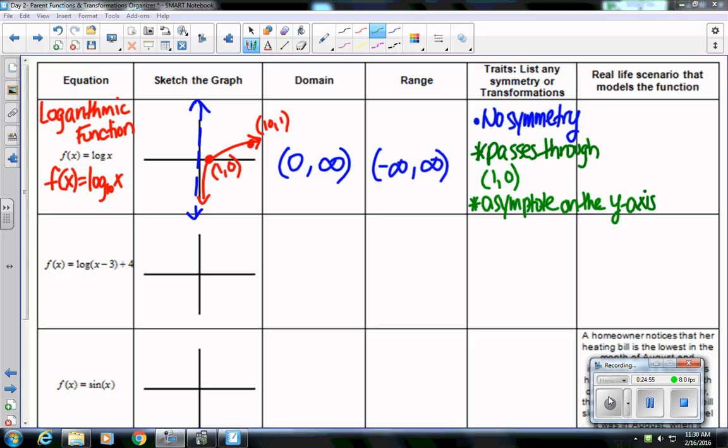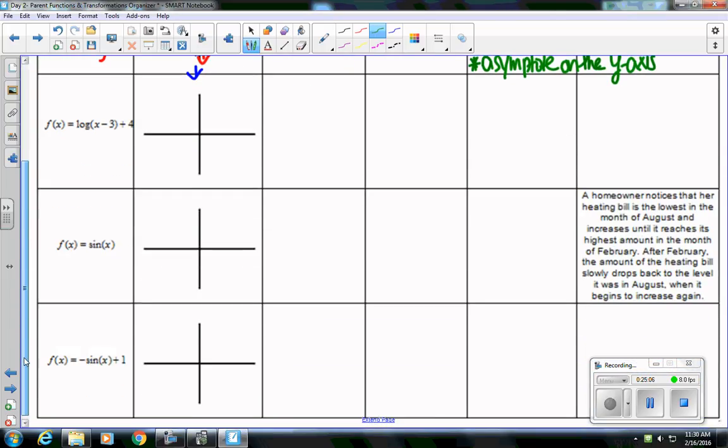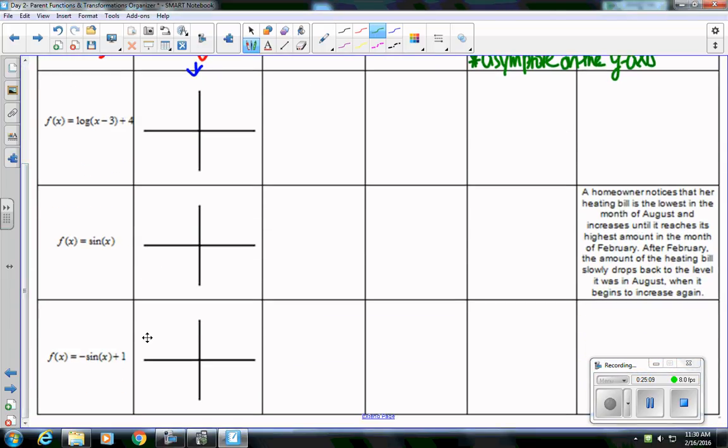The next function is f of x equals log of x minus 3 plus 4. We're going to leave that one for you to do on your own. So we're going to move on to our next parent function, which is f of x equals sine of x. So if you remember back to trig, we're going to be graphing sine. Just as all of them have names, sine of x has a name as a parent function. It is called the sinusoidal function. So that may not be something that you're familiar with, but it's another name, and it kind of looks sinusoidal, looks like sine, so that's how you know.